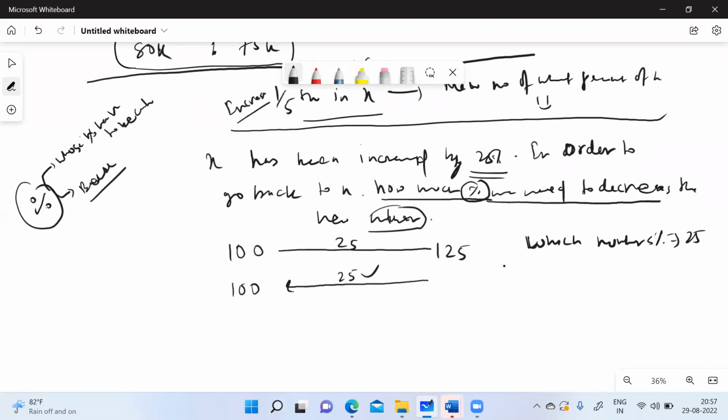Is everyone getting my point? किसका परसेंटेज निकालना है? 25 का. और डिक्रीज किसको करना है? हमें 125 को करना है. तो what will be the base? बेस यहाँ पे क्या होगा? So 125. Exactly. Now you need to find how much percent 25 is of 125.